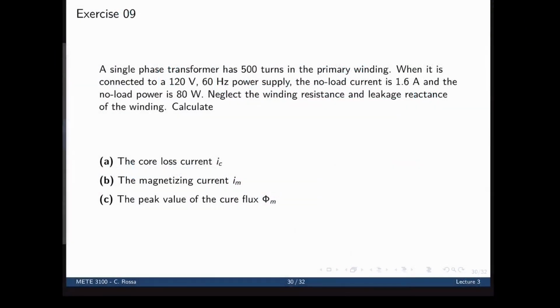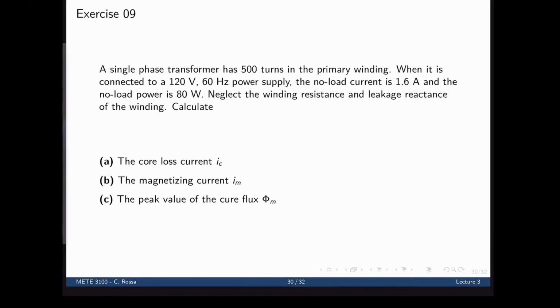A single transformer has 500 turns in the primary winding. When connected to a 120 volts, 60 hertz power supply, the no load current is 1.6 amps, and the no load power is 80 watts. Neglect the winding resistance and leakage reactance, and calculate the core loss current, IC, the magnetizing current, and the peak value of the core flux, phi.